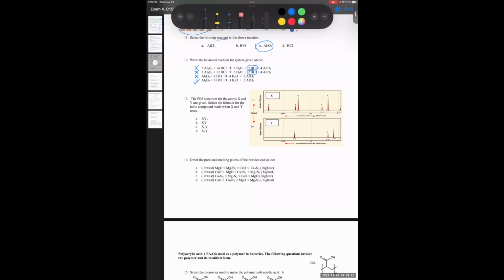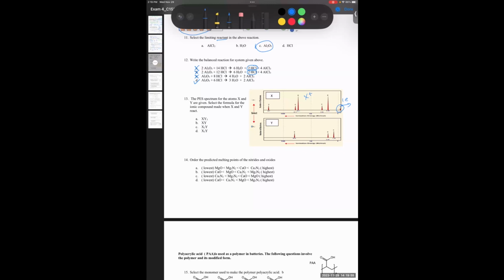Okay, the PES, that's redundant. PES is photoelectron spectrum. So yeah, photoelectron spectrum for atoms X and Y are given. Select the formula for the ionic compound made when X and Y react. Oh, okay. So X has 1 valence electron. The easiest way for X to become like a noble gas is by removing 1 electron. Therefore, X is going to form +1.